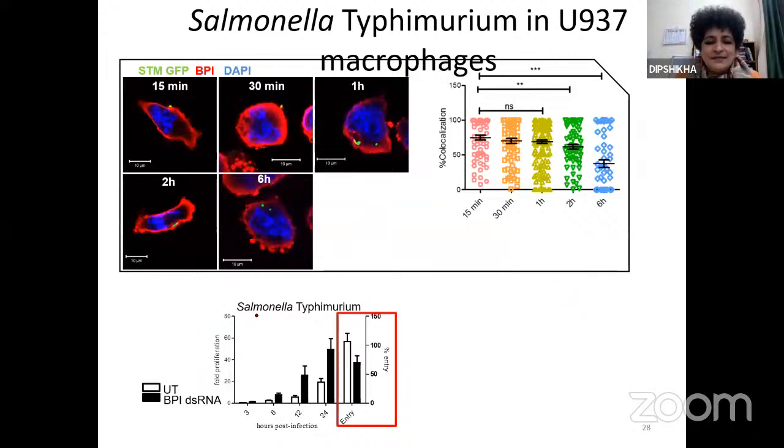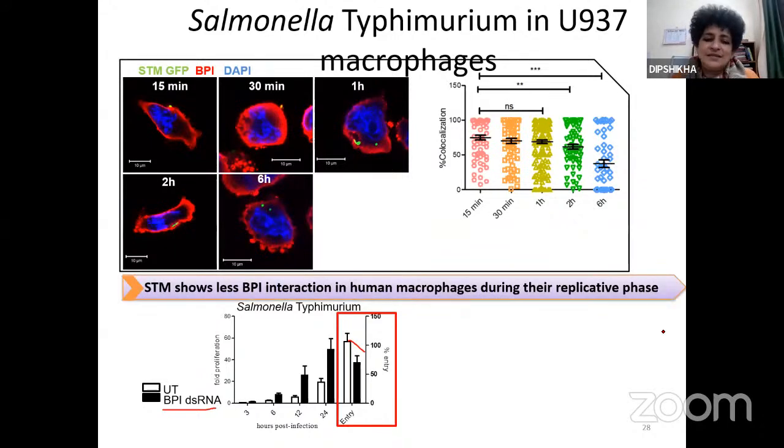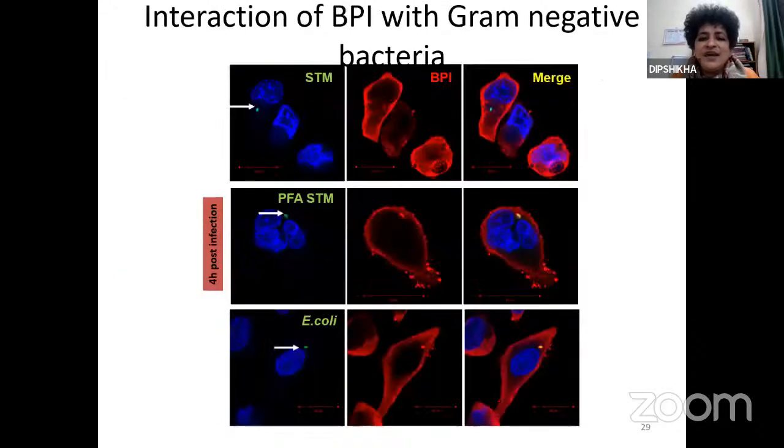So you do this experiment at many different stages, and you see what is the fold proliferation of the bacteria, and indeed the moment the BPI is knocked down, the entry actually decreases a lot, and then the fold proliferation in fact increases. When you do not have BPI, the black bar is the cell without BPI, the fold proliferation always increases because there is no threat and the bacteria grows well. So this particular bacteria, Salmonella typhimurium, shows less interaction with the BPI during their replicative phase. And this one is very important to understand how bacteria evade the immune system.